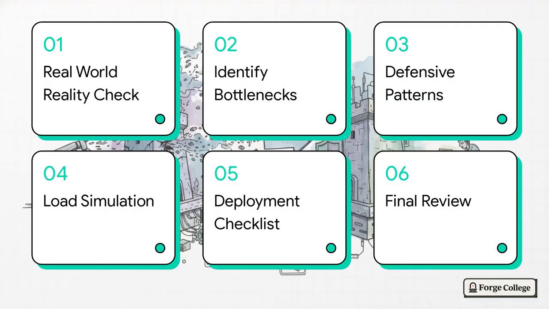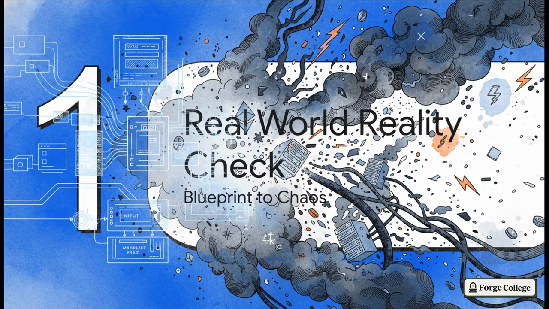Okay, let's dive into this. Here is our engineering stress test agenda. First, we'll do a real-world reality check. Then identify system bottlenecks, add defensive coding patterns, run a load simulation, build a deployment checklist, and finally, conduct a final review. All right, kicking things off with Section 1, the real-world reality check, going from blueprint to mainnet chaos.